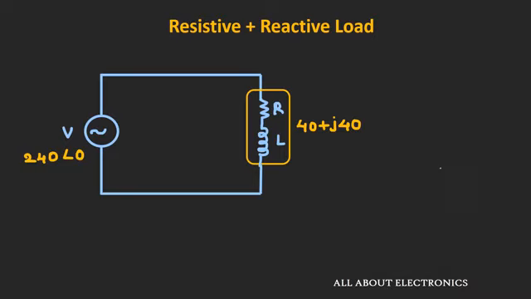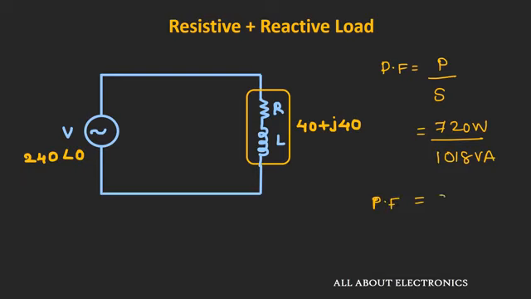So now let us find the power factor of our given circuit. We have already seen that this power factor PF is the ratio of true power divided by the apparent power, and earlier we had found the value of P as 720 watt and the value of S as 1018 volt ampere. So if you calculate, then the value of this power factor will be equal to 0.707.